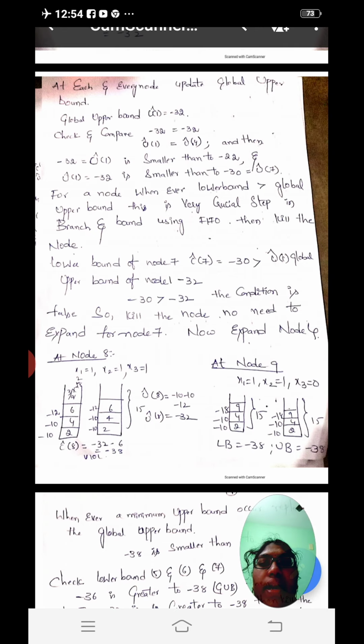What we have to say? The condition is false here. So kill the node. No need to expand node 7. Now expand node 4. Okay, and then we have to expand node 4. We get node 8 and node 9.